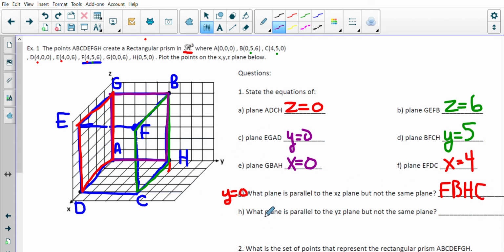Another one here. What plane is parallel to the YZ plane? Well, the YZ plane, what color should I do? Let's go in yellow here. It is the plane, the wall, that the Y and Z axes make together. So the Y and Z axes make the plane in yellow here. That's the wall. And what plane is parallel to it, but not the same as it? Well, that would be the front wall, because the YZ plane is our back wall. The front wall would be parallel to it, which would be the EFCD plane.